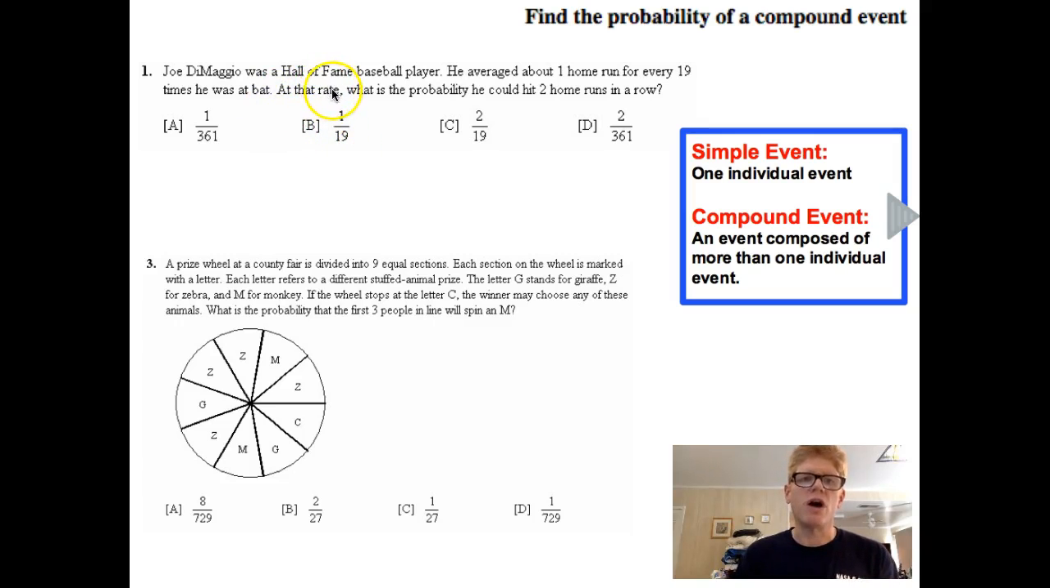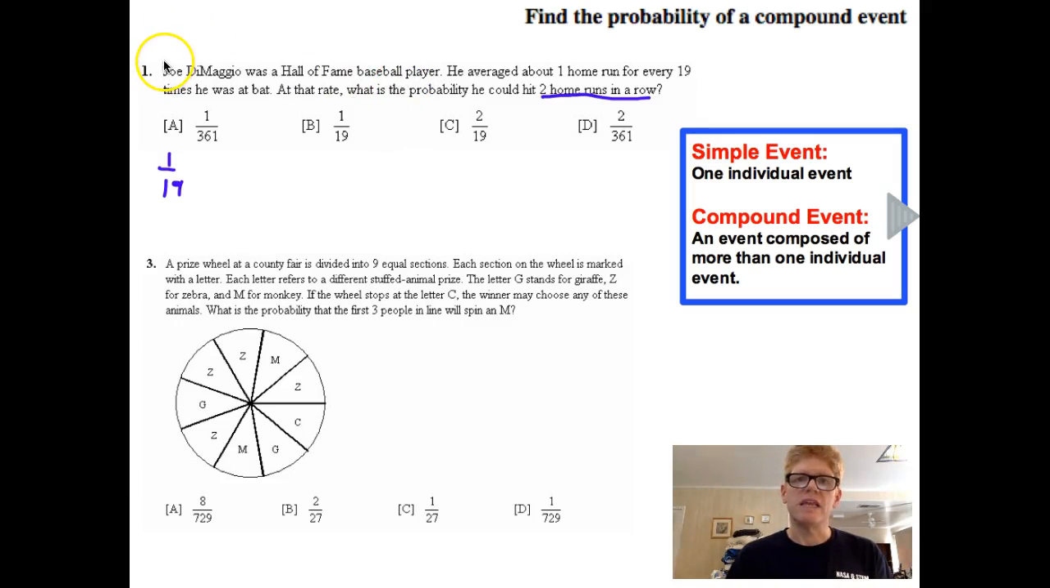Joe DiMaggio was a Hall of Fame baseball player. He averaged about 1 home run for every 19 times he was at bat. At that rate, what is the probability he could hit 2 home runs in a row? So there is your compound event. Not what's the probability of him hitting 1 home run. We know what that is. That's 1 out of 19. But what about hitting 2 home runs in a row?